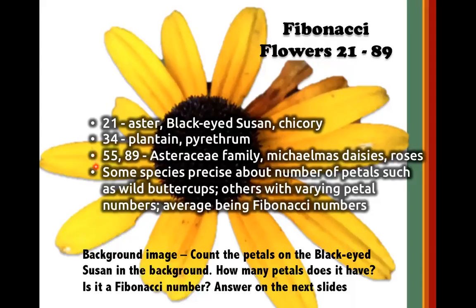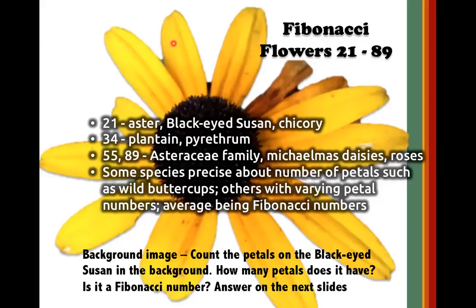Some species are precise about the number of petals, such as wild buttercups. Others can have varying petal numbers, with the average petal numbers all being Fibonacci numbers. Not always, but a surprising amount of the time they are Fibonacci numbers.